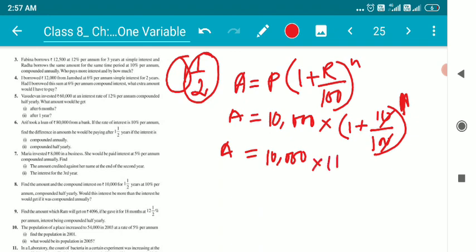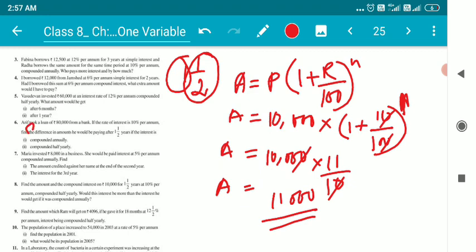Of course 11 by 10 and whole to the power 1 means once only it will be multiplied. 0 and 0 got cancelled. Amount is equal to 1000 into 11 is 11,000. 11,000 is the amount after 1 year, and more half year is left. So children, let us calculate for half year.